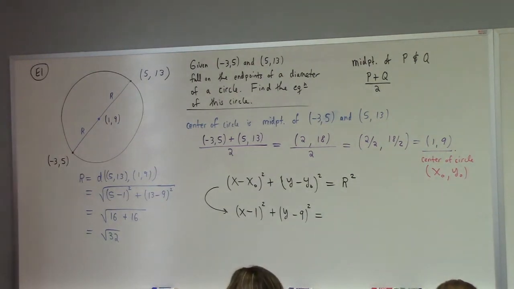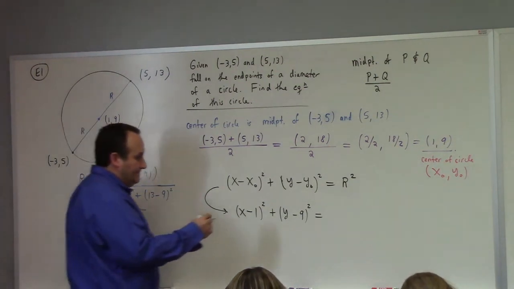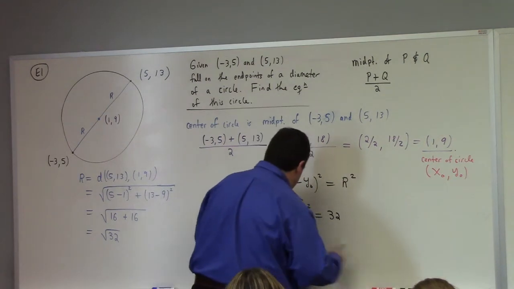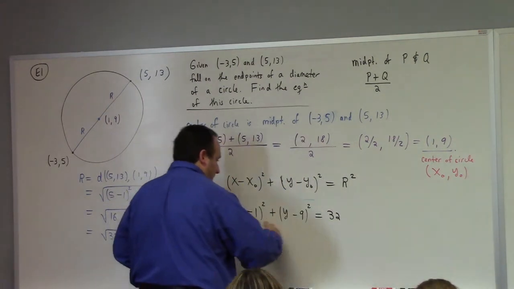Yo. Nobody? 32. Yeah. And there you have it. That, my friends, is the equation of the circle that we are looking for.